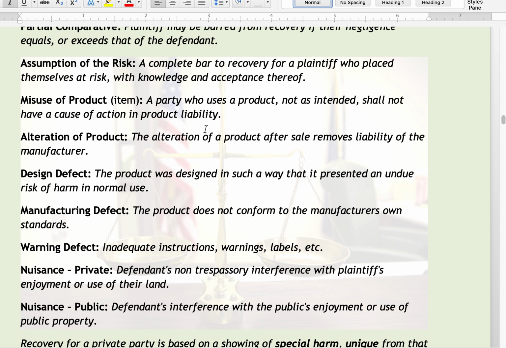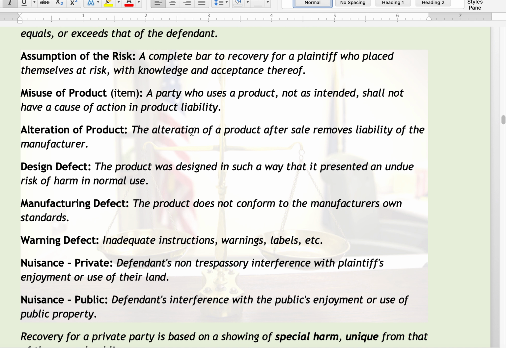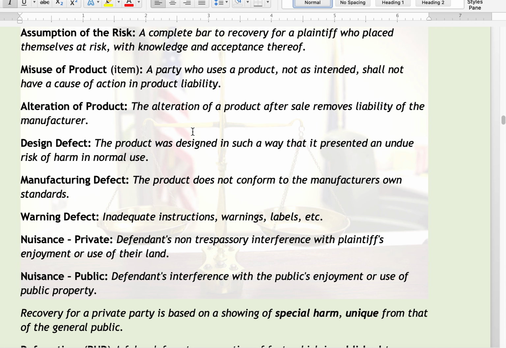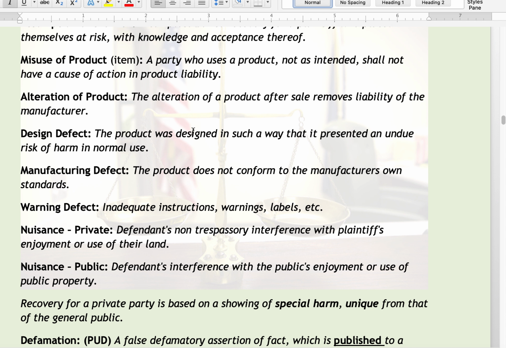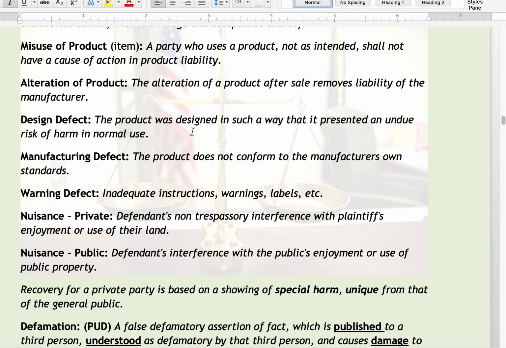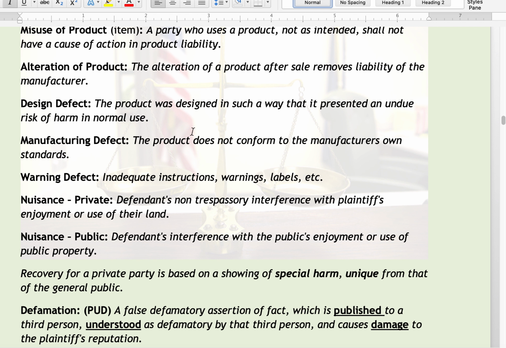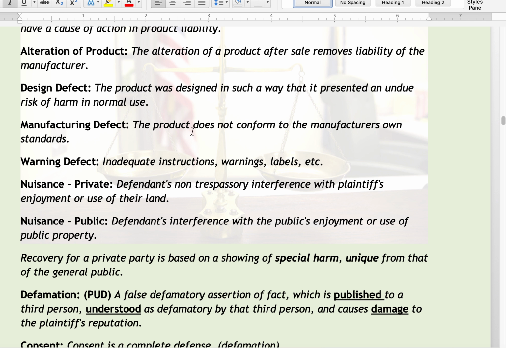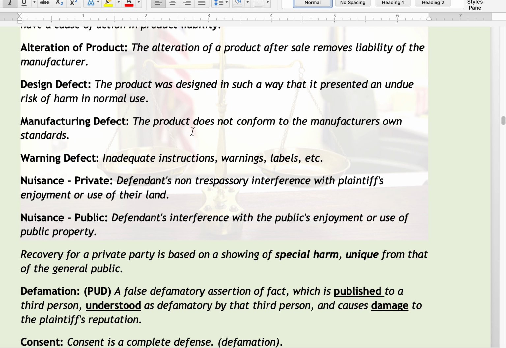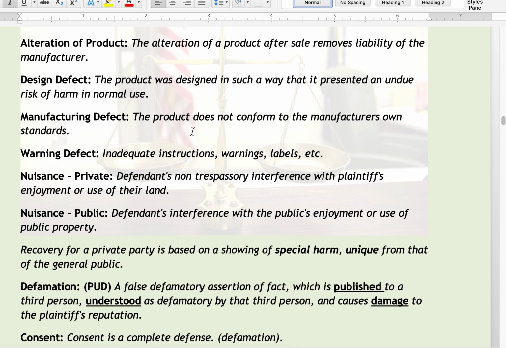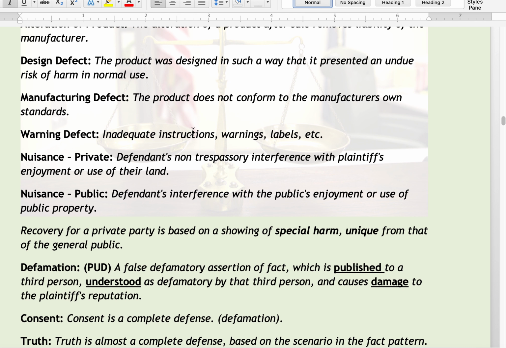Assumption of the risk. A complete bar to recovery for the plaintiff who placed themselves at risk with knowledge and acceptance thereof. Misuse of product. A party who uses a product not as intended shall not have a cause of action in product liability. Alteration of product. The alteration of a product after sale removes liability of the manufacturer.